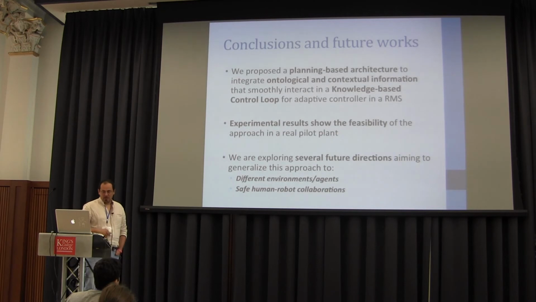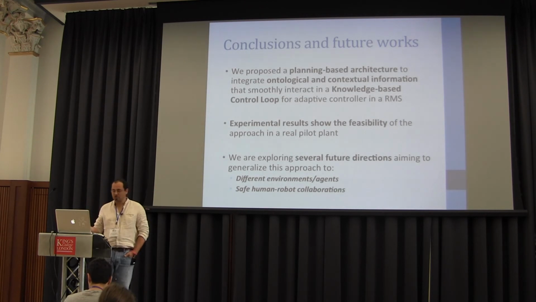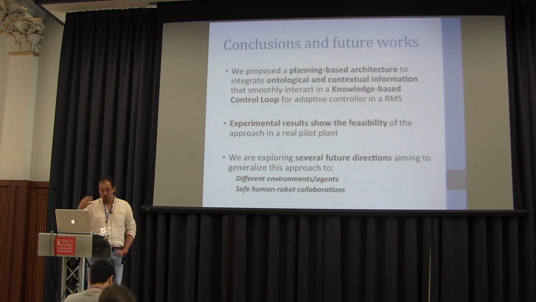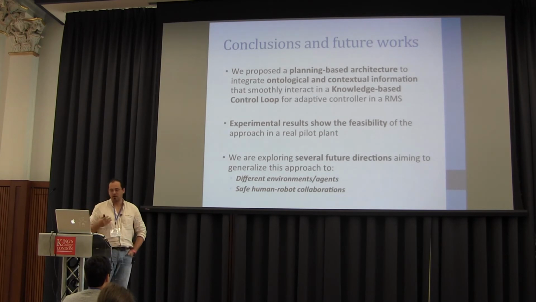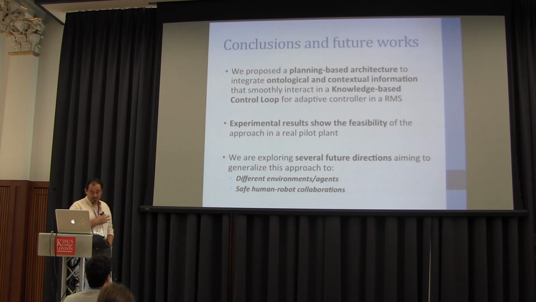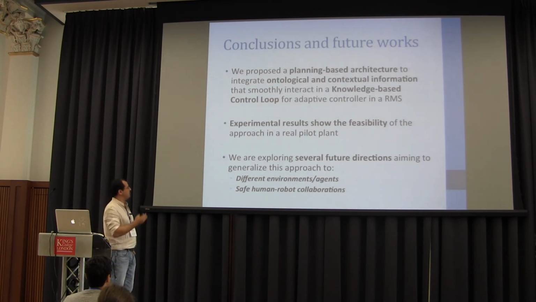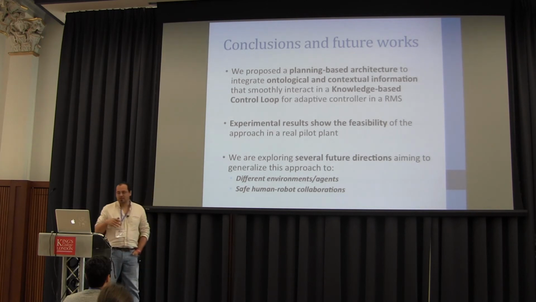To end the talk, we proposed a planning-based architecture to integrate ontological and contextual information, interacting with a knowledge-based control loop, and deploying an adaptive controller in a reconfigurable manufacturing system. The experimental results actually show the feasibility of this approach in the real pilot plant.